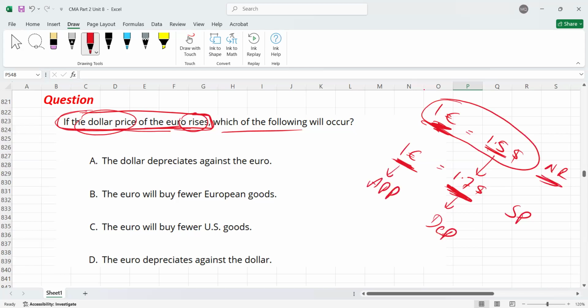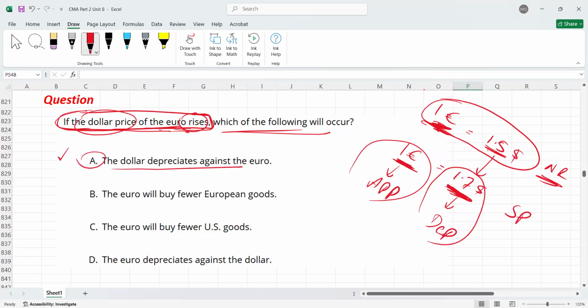So they're saying that if the dollar price of the euro rises, which of the following will occur? The dollar has depreciated and the euro has appreciated. We have to search now. The dollar depreciates against the euro. Yes, it's true, because the dollar has depreciated and the euro has appreciated. This is true, right? This is the option actually.